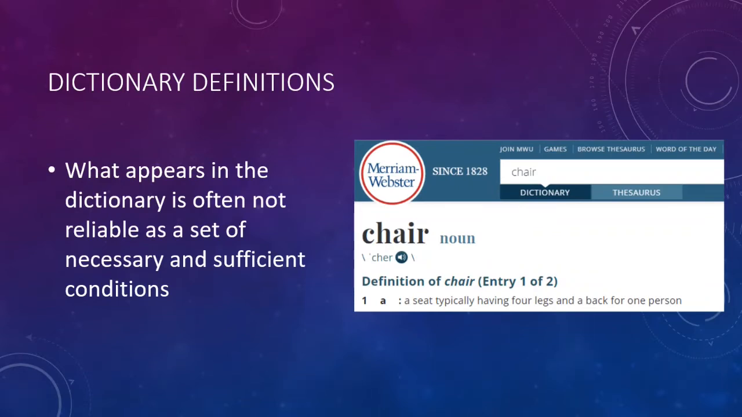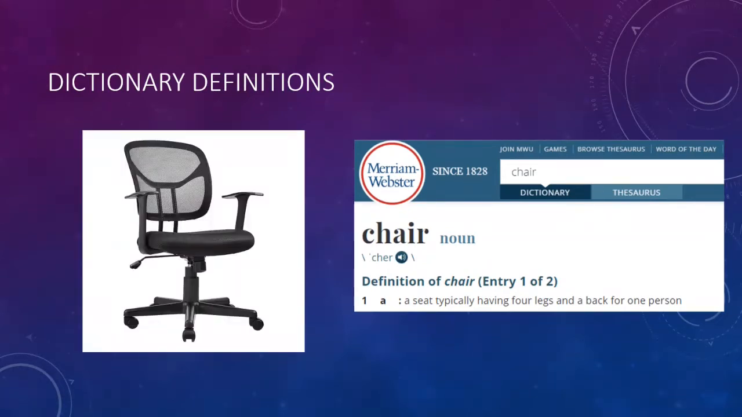But it doesn't get everything. So here are a few images. If you do a Google image search for chair, there you go. That's a chair, right? Google image search thinks it's a chair, and that it's always right too. But it doesn't have 4 legs. So one of the conditions isn't met, right? So is it not a chair? Or is the definition not a set of necessary and sufficient conditions?